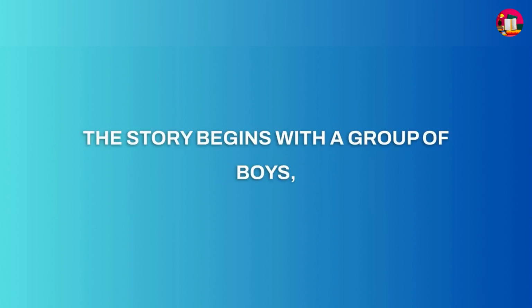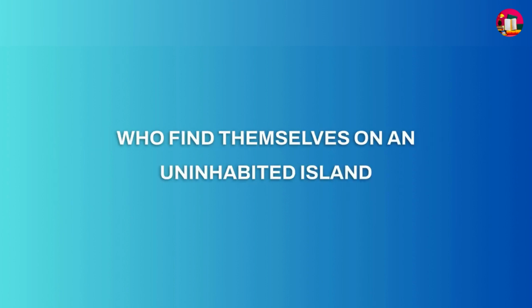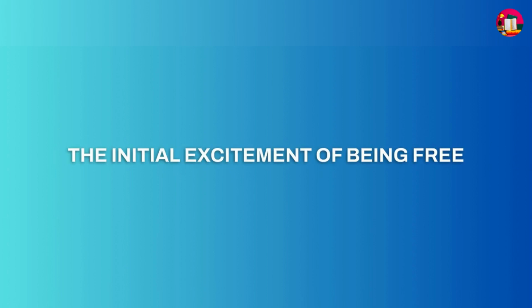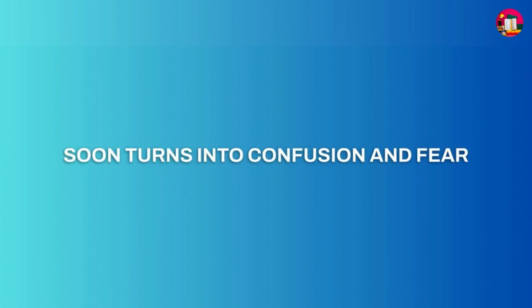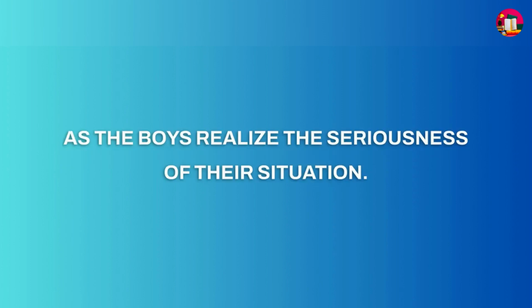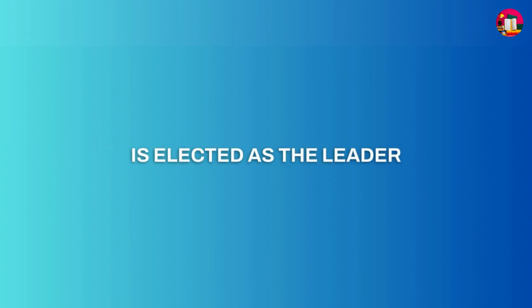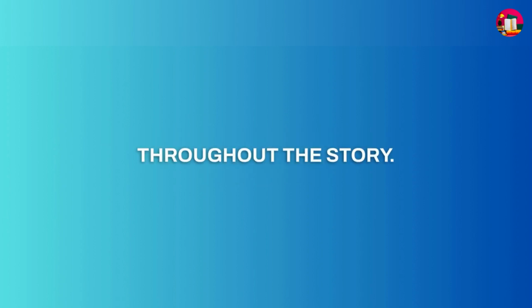The story begins with a group of boys, varying in age from about 6 to 12, who find themselves on an uninhabited island due to a plane crash. There are no adults with them, and they must fend for themselves. The initial excitement of being free from adult authority soon turns into confusion and fear as the boys realize the seriousness of their situation. Ralph, a boy of about 12, is elected as the leader through a conch shell, which symbolizes order and civilization throughout the story.